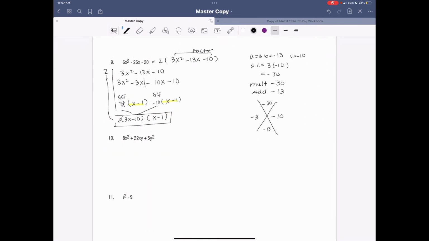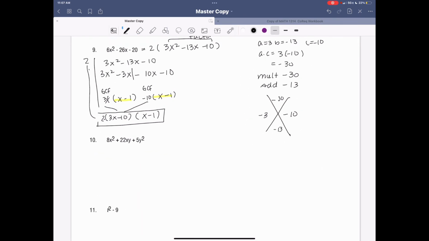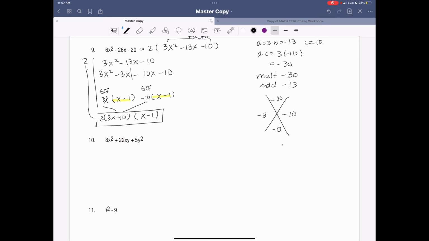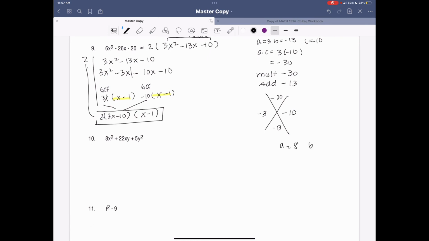We don't have anything to factor out, so we're just going to go with the regular AC method. So a equals 8, b equals 22, and c equals 5. So in this case, a times c is 8 times 5, which is 40. So I want to multiply to get 40, and I want to add to get 22. So we set this up. They're both positive. That makes it easier.